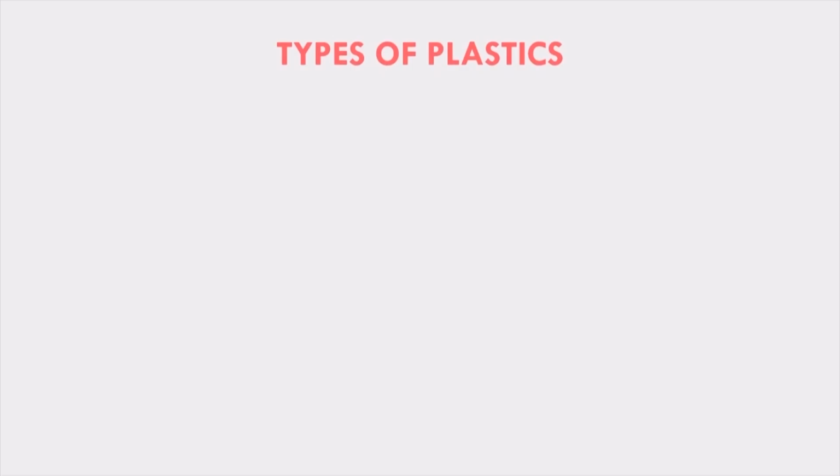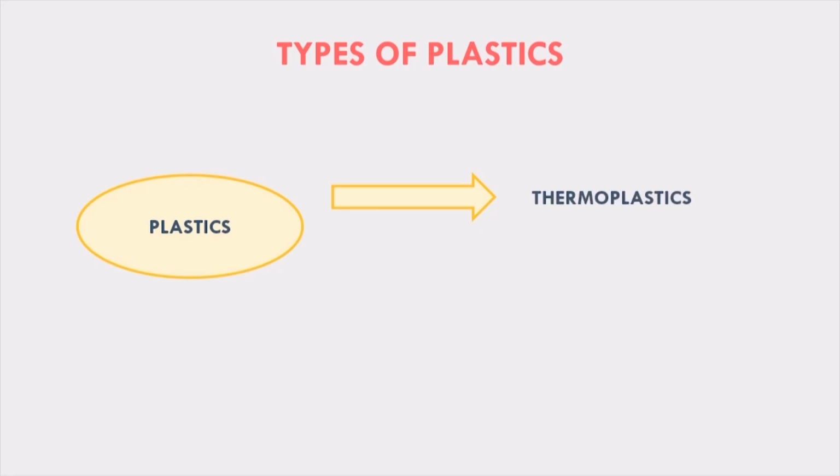Types of plastics. Plastic can be classified into two categories: thermoplastics and thermosetting plastics.